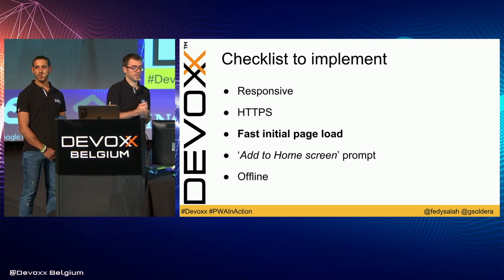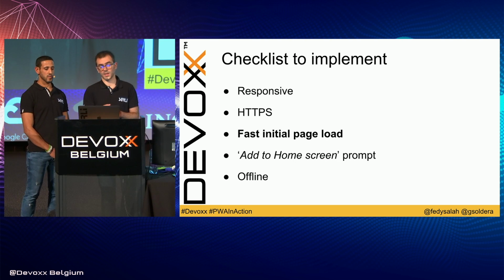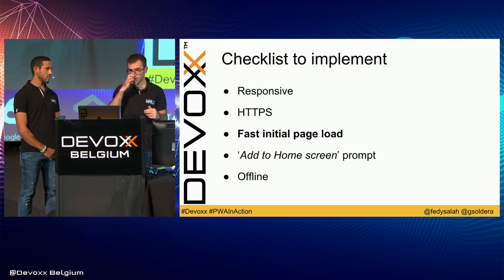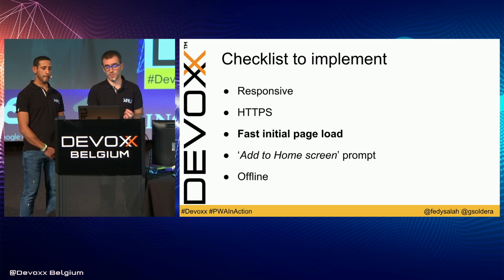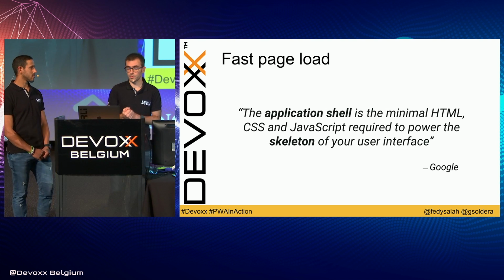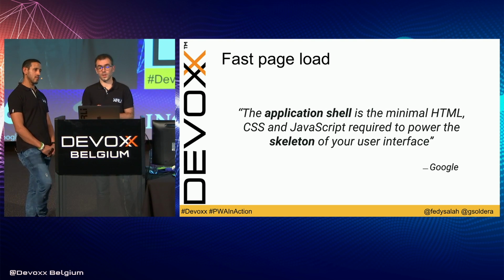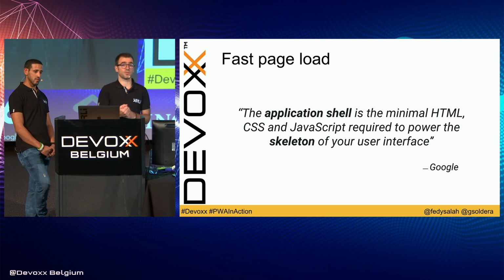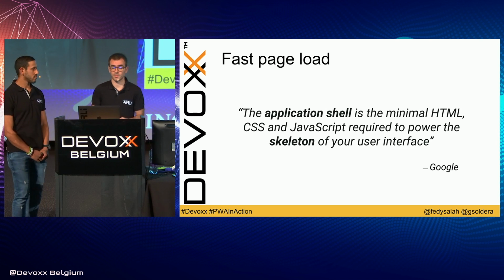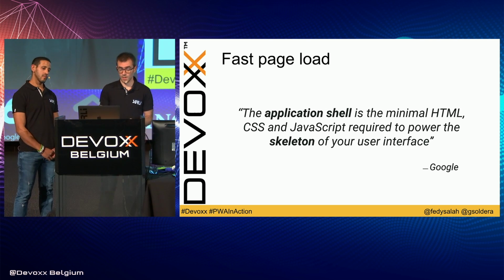Third point, your application must have initial page load very fast. As we can see previously, the fastness is important, so you must do the job. Google has defined the application shell notion. So the application shell is a minimal HTML, CSS, and JavaScript required to power the skeleton.